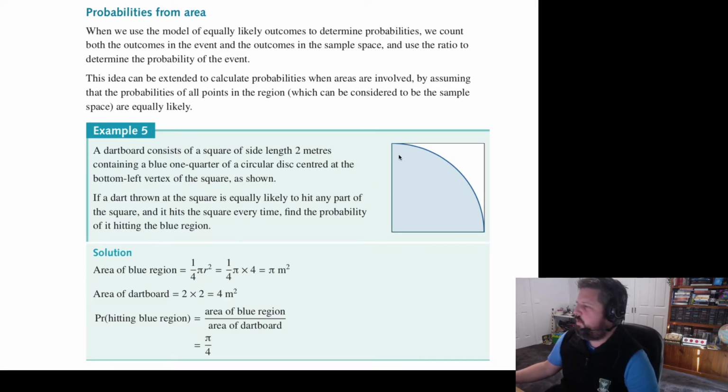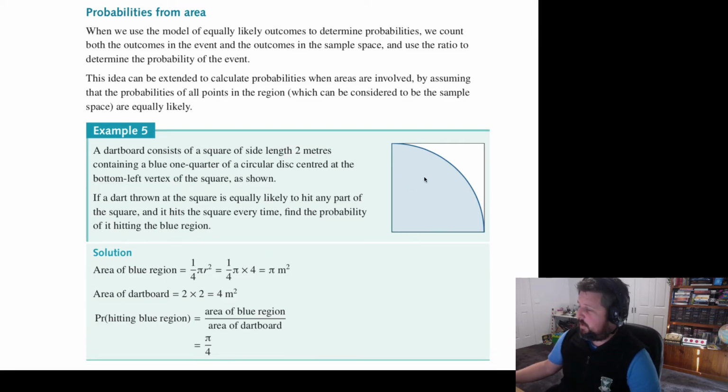So again, what you need to do in this particular case is work out what the area of the blue region is. So we've got a circle, and it's a quarter of a circle, so a quarter times pi r squared. We can get that this area here is pi meters squared. The area of this particular dartboard was 2 by 2, which is 4 meters squared.